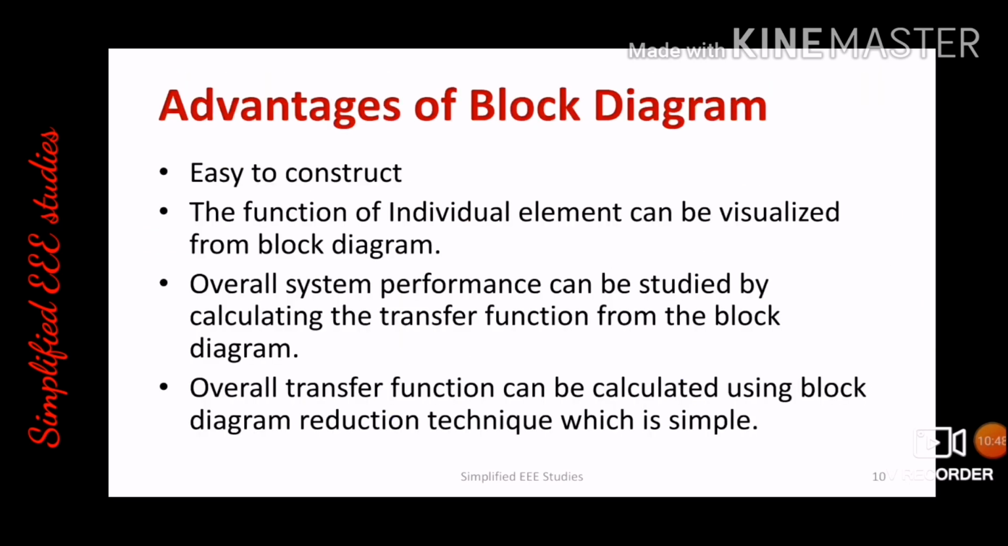Now let us figure out the advantages of the block diagram. It is easy to construct. The function of individual elements can be visualized from the block diagram. It is very clear. Overall system performance can be studied by calculating the transfer function from the block diagram. And of course, the overall transfer function can be calculated by using the block diagram reduction technique. We'll be learning the block diagram reduction technique in part 2 that I'll be explaining thereafter. So these are the advantages.